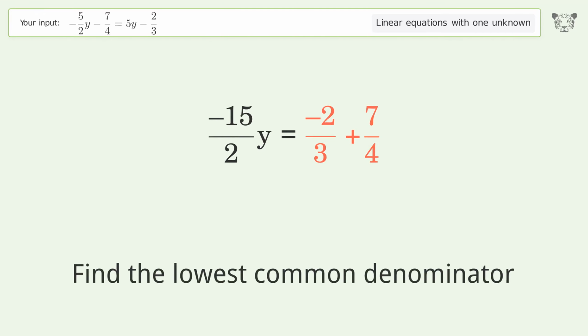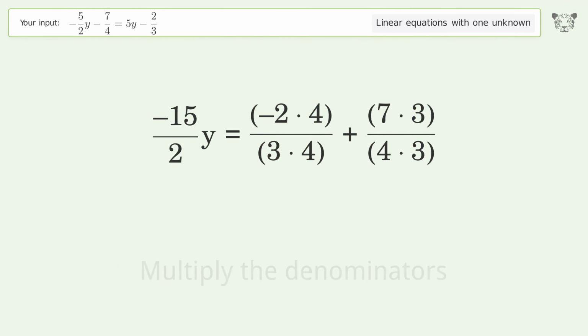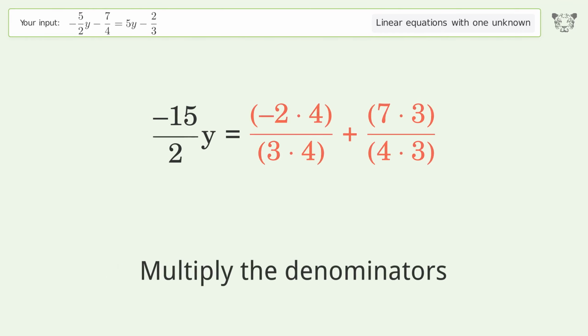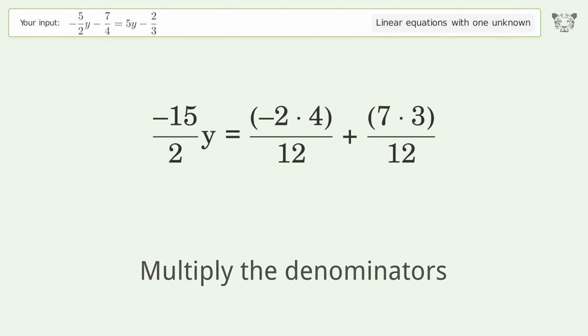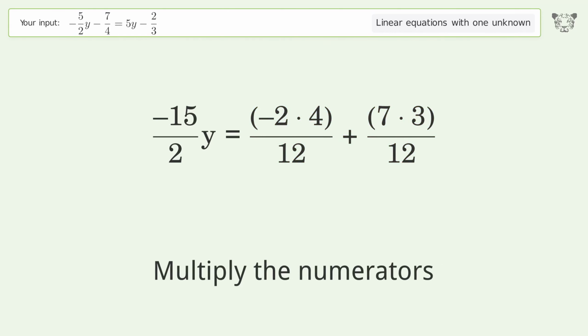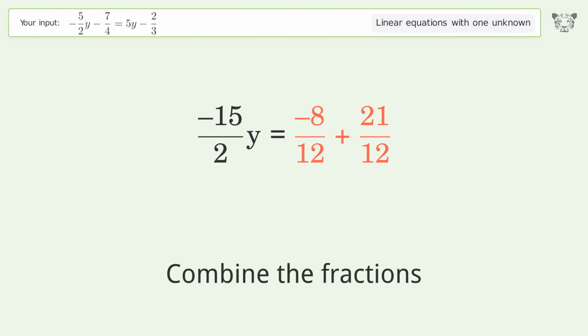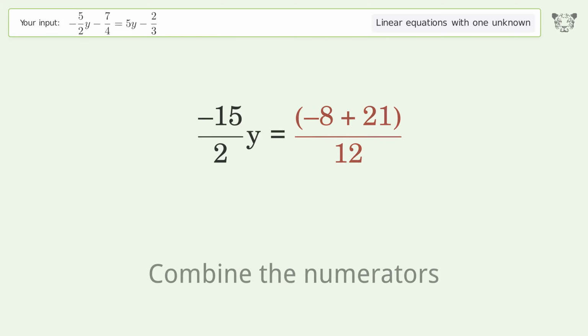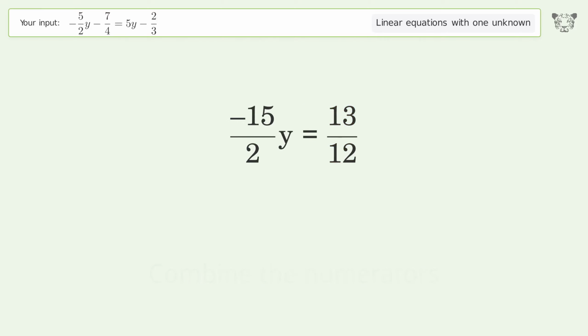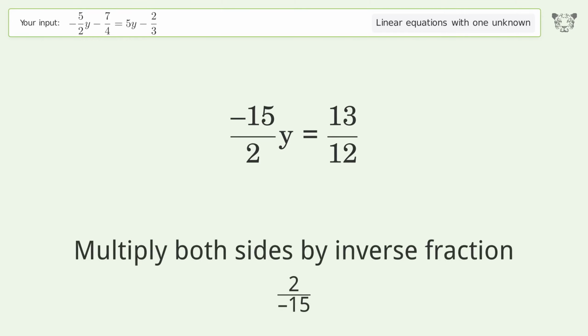Find the lowest common denominator. Multiply the denominators. Multiply the numerators. Combine the fractions. Combine the numerators. Isolate the y. Multiply both sides by inverse fraction 2/15.